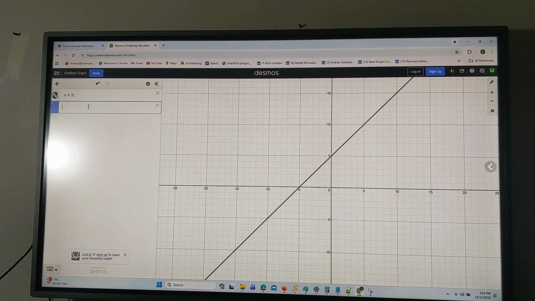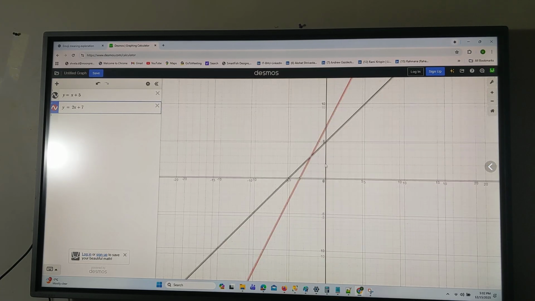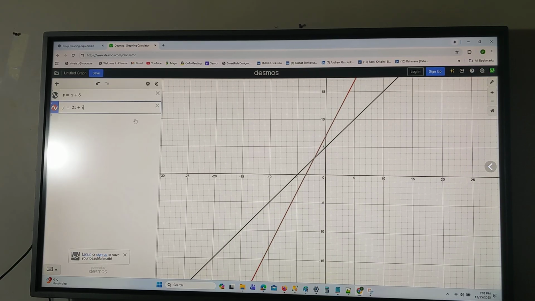Now let's find the intersection of these lines. I will write y = x + 5 to make sure you understand this lingo. Let's say I want to find its intersection with another line, 2x + 7. You can find that these lines intersect at the point (-2, 3). So if you are given two straight lines, you can find their intersection using these calculations.